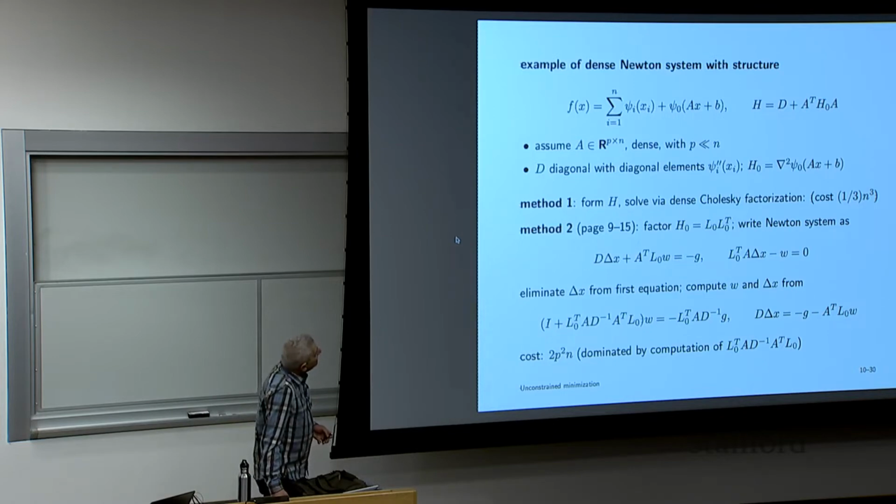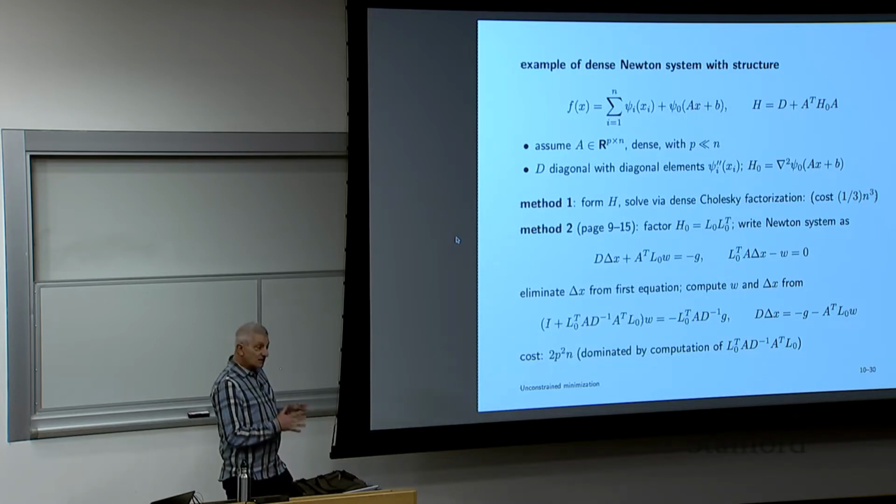Okay, and that's correct, right? So if you just ignore that and form an n by n matrix, then call a Cholesky factorization, then each Newton step is going to cost you order n cubed, right? So that's going to be the naive implementation, right?